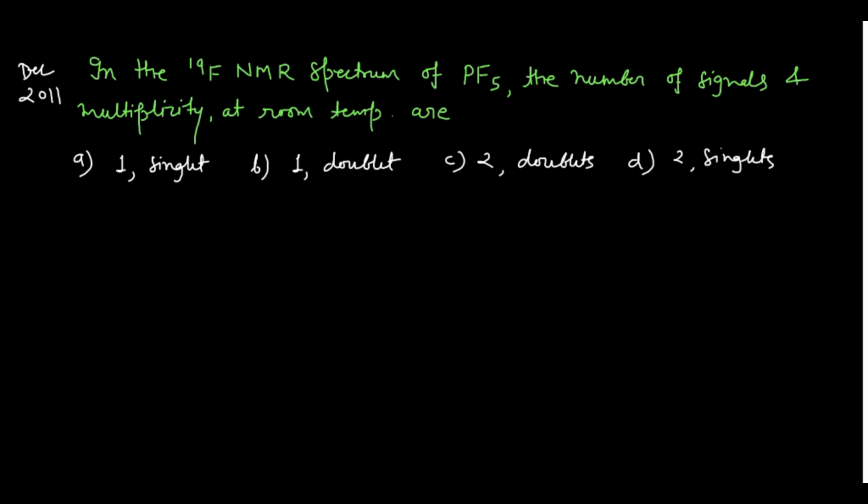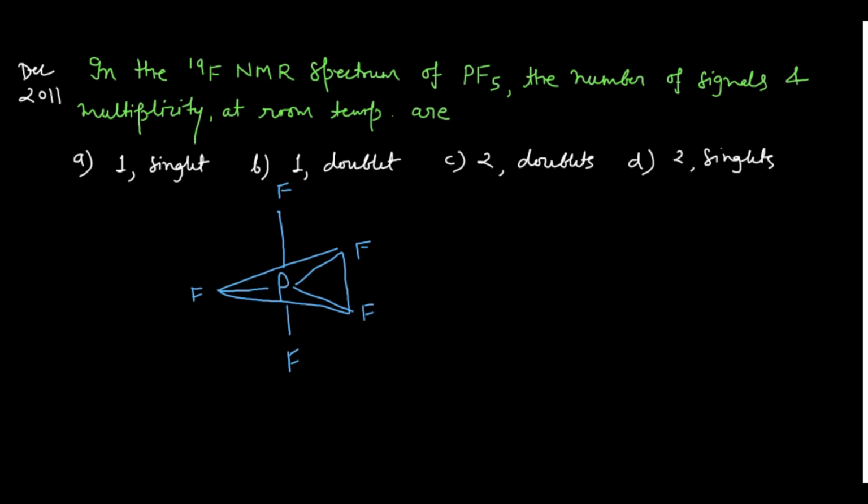Right, this is your phosphorus, and you see this is the fluorine, this is another fluorine, this is another fluorine, just like that. It's a trigonal bipyramidal structure, and this is fluorine number 5 and this is fluorine number 5.